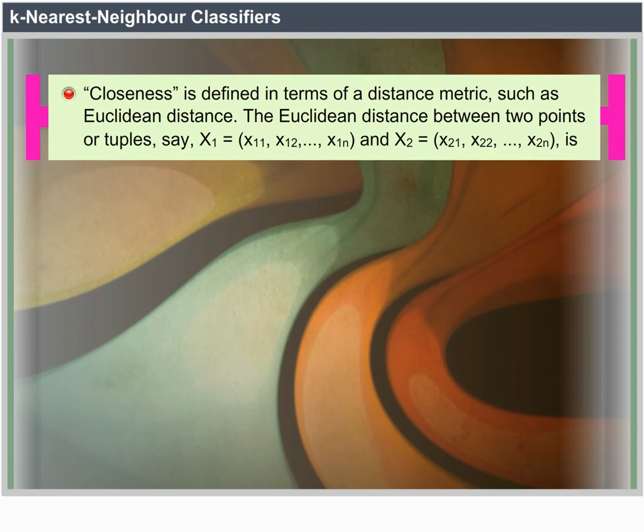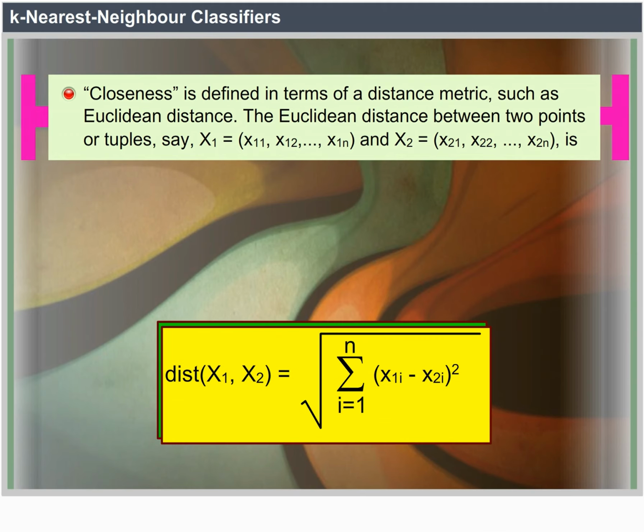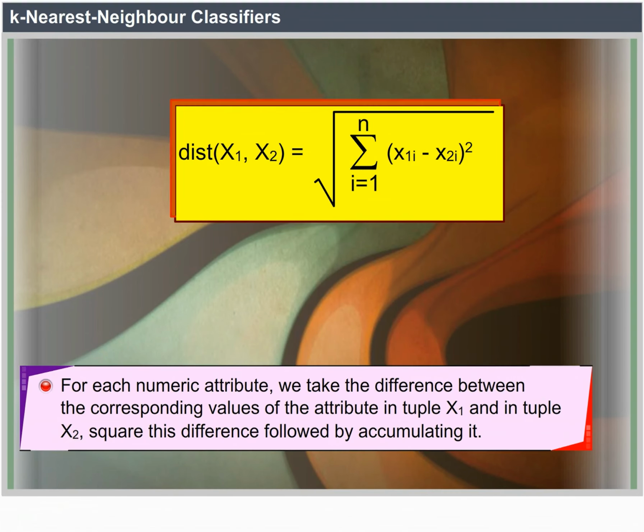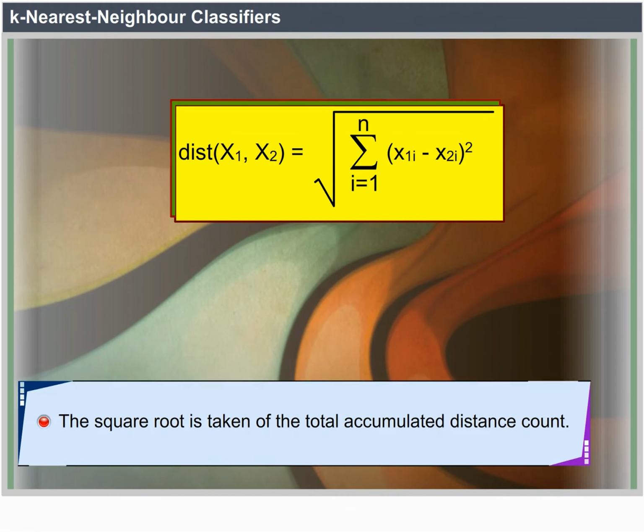The Euclidean distance between two points or tuples, say x1 = (x11, x12, and so on up to x1n) and x2 = (x21, x22, and so on up to x2n), is distance(x1, x2) = square root of the sum from i = 1 to n of (x1i minus x2i) whole squared. For each numeric attribute, we take the difference between the corresponding values of that attribute in tuple x1 and in tuple x2, square this difference and accumulate it. The square root is taken of the total accumulated distance count.